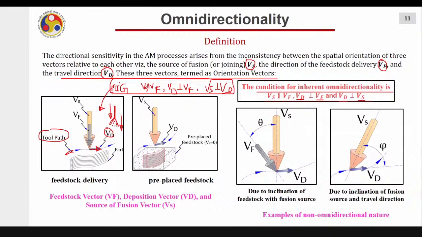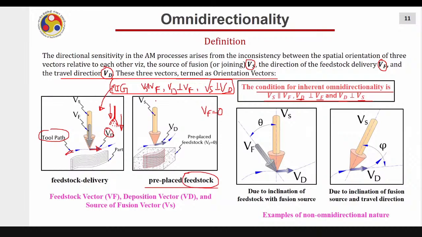Process is inherently omnidirectional. In a very similar fashion, a pre-placed feedstock type system means the feedstock is not having any velocity at all. You are spreading a layer of powder in the beginning itself. In that case, what will happen? The Vf will be 0, right? It is not moving at all.